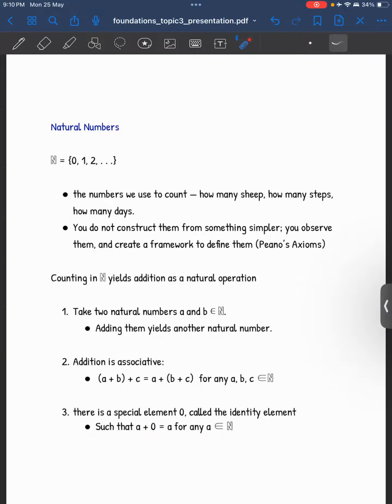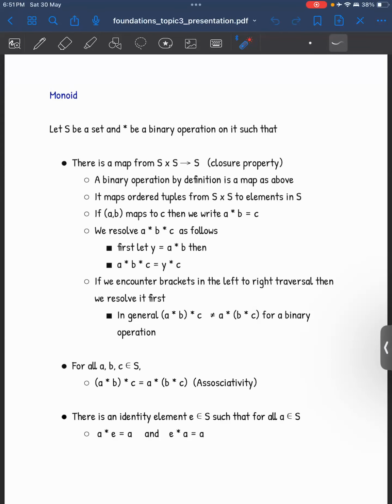But what they identified is that they could see many sets with a binary operation defined on them that satisfy these three properties, and hence it made sense to abstractly state and study them. Such sets with a binary operation defined on them, which satisfy the three properties we just discussed, are called monoids.